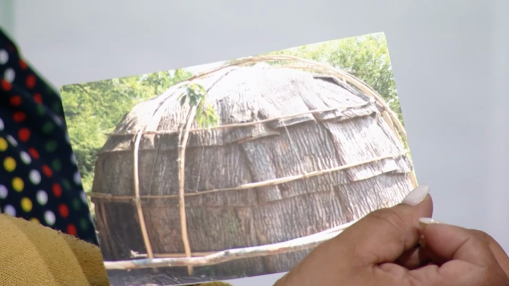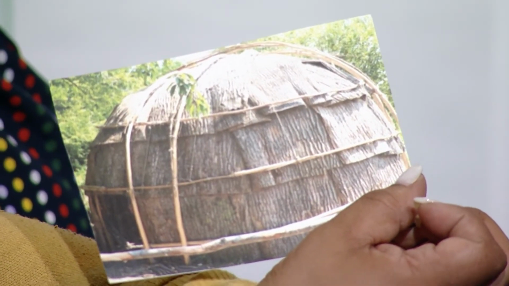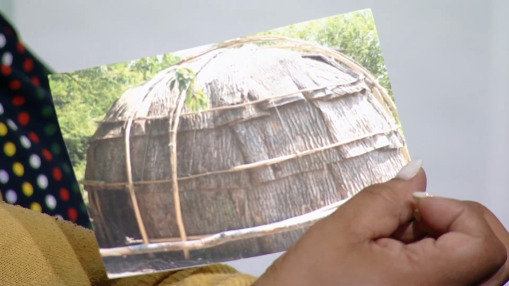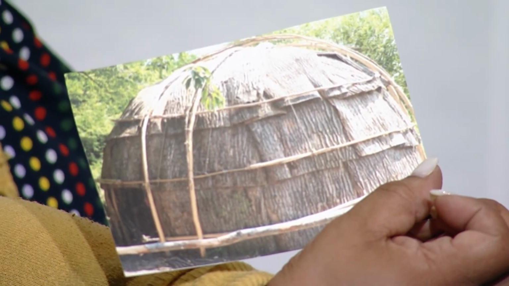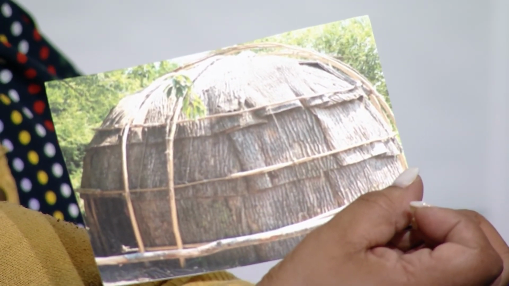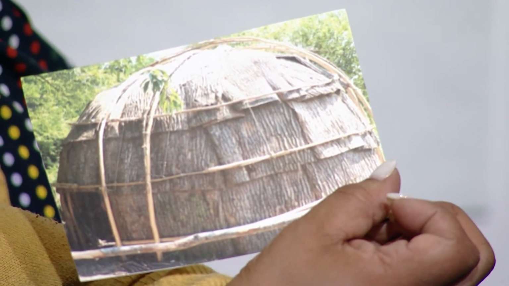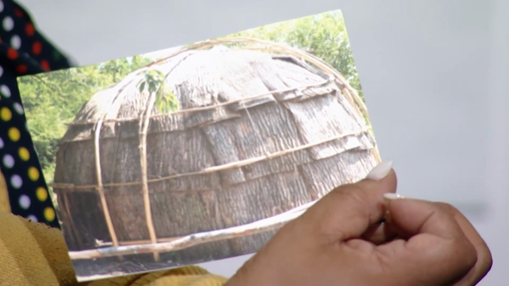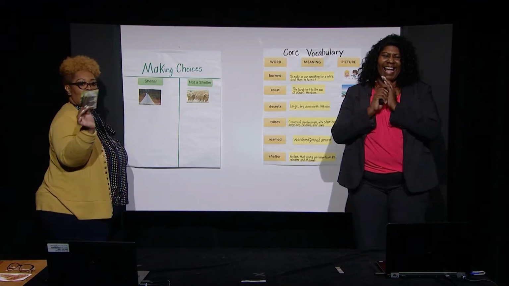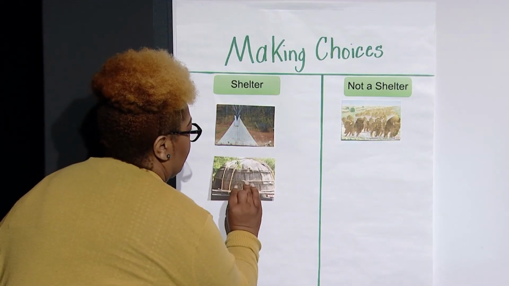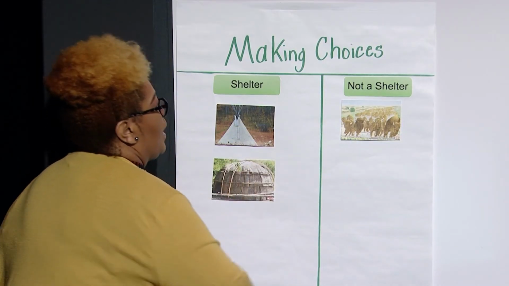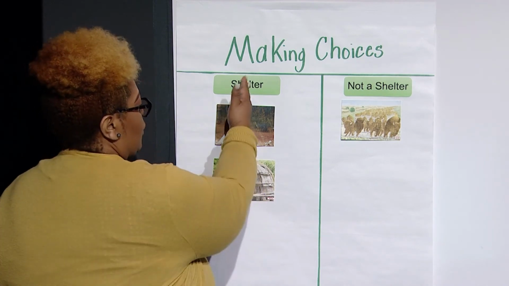Here's our next picture. Did you say this was a shelter? Because if you did, you're absolutely correct. So we will place it here on our Making Choices anchor chart under shelter.